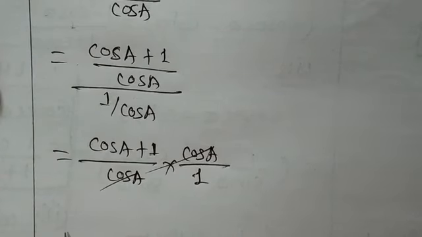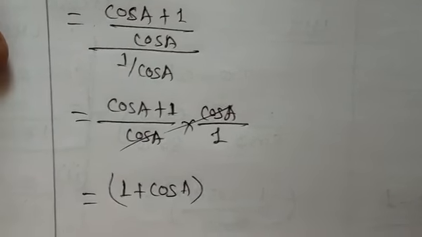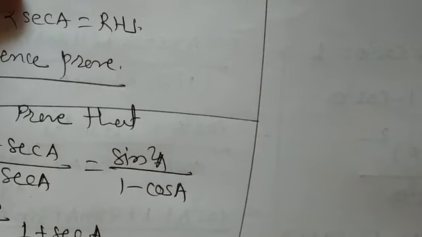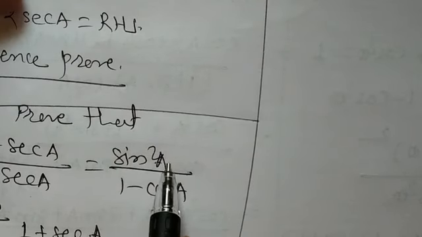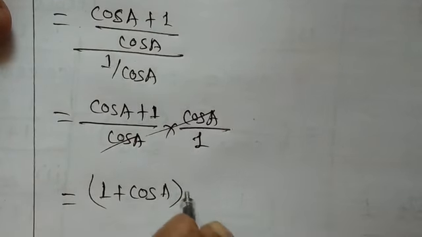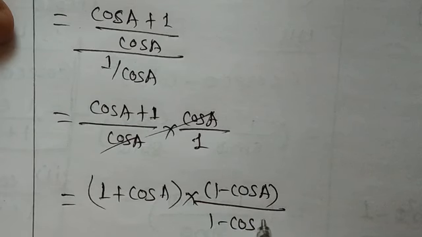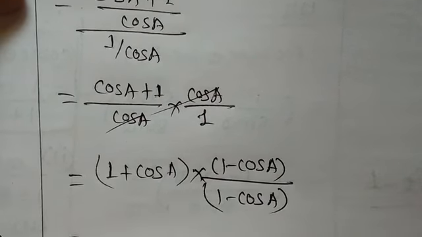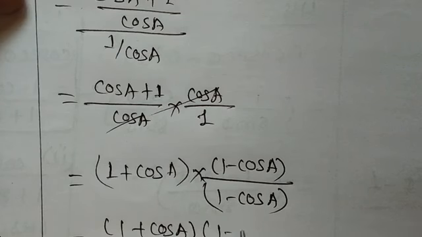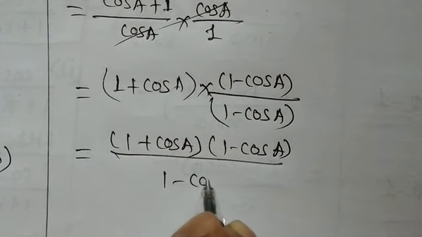So remaining is 1 plus cos A. Now as in the right hand side, our denominator is 1 minus cos A and numerator is sin square A. So for the denominator 1 minus cos A, I can multiply by 1 minus cos A upon 1 minus cos A. Then what happens? 1 plus cos A into 1 minus cos A upon 1 minus cos A.